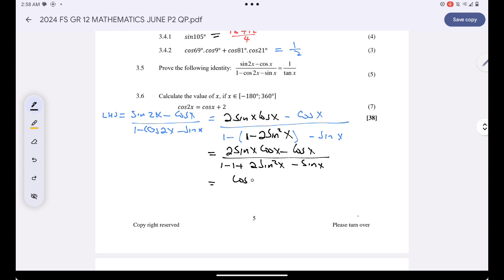My common factor will be cos x. I'll be left with 2 sine x minus 1. At the bottom, these two will subtract one another. Are you together? So we'll be left with 2 sine squared x minus sine x. We can take out the common factor of sine x. We'll be left with 2 sine x minus 1. Then this will cancel this.